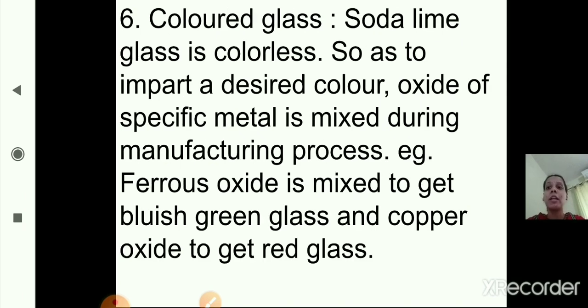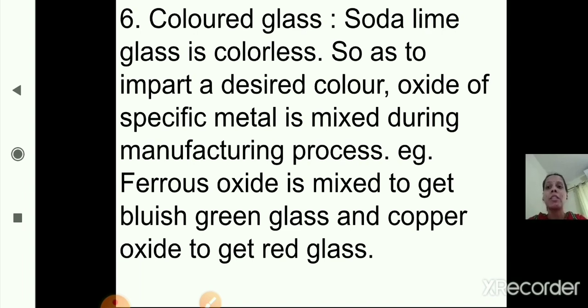Now the sixth one, colored glass. Soda lime glass is colorless, so as to impart a desired color, oxide of specific metal is mixed during the manufacturing process. For example, ferrous oxide is mixed to get bluish green glass and copper oxide to get red glass.